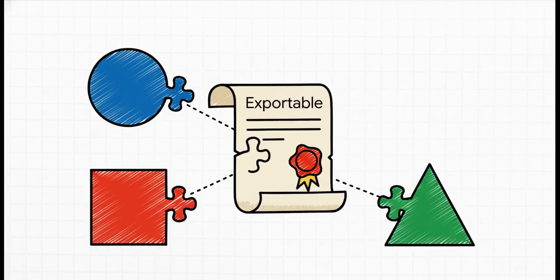And finally, for those special cases, you bring out the interfaces. Remember, these are like contracts. Let's say a few totally unrelated parts of your system all need the ability to export a report. You can have them all implement an Exportable interface. This just guarantees they can do that one specific job without forcing them into some weird, complicated family tree.